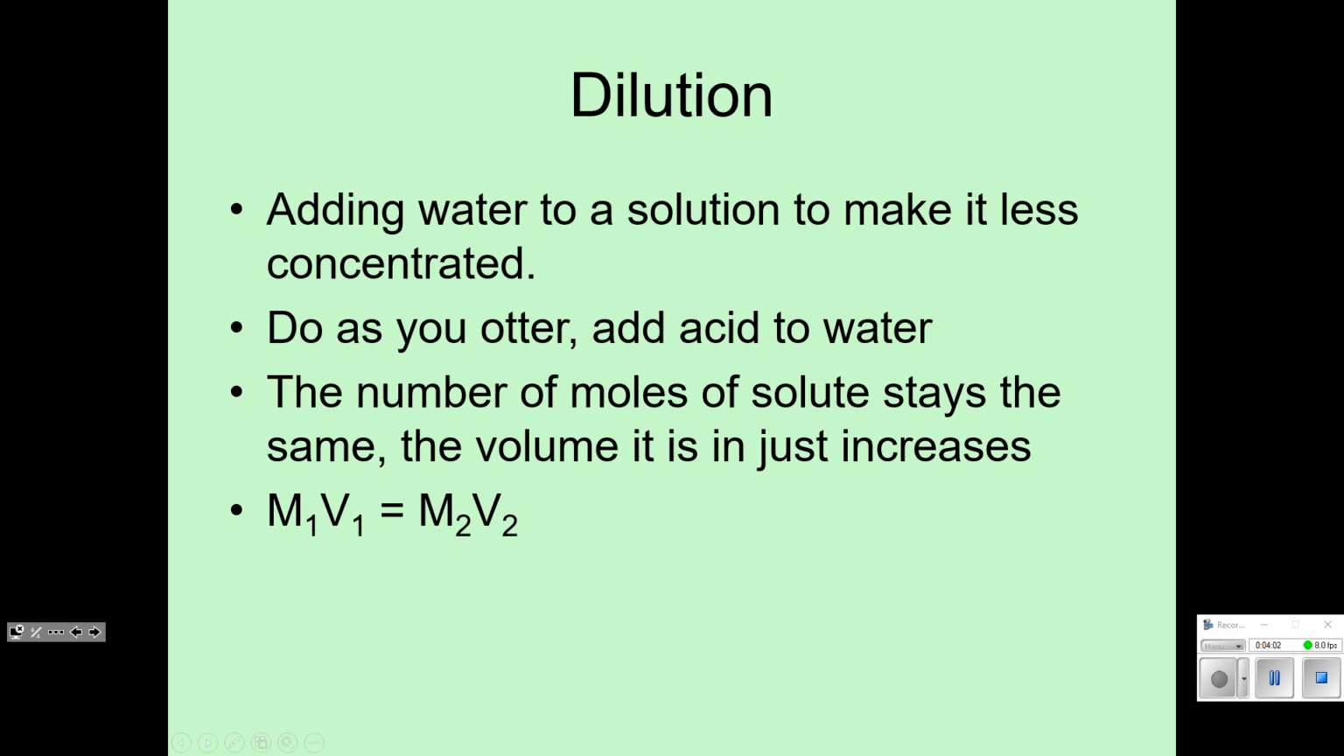Third bullet point is important to think about. When you dilute something, you are not changing the amount of solute, the quote-unquote active ingredient. All you're doing is taking that amount and putting it into a greater volume. Now, mathematically, our equation for dilution is M1V1 equals M2V2.